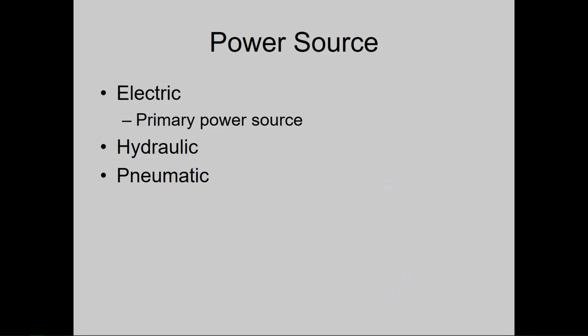We've already kind of talked about power sources, but electric is the primary power source. Most of the robots I've ever seen run off of electricity. They don't run off of hydraulic or pneumatic. Hydraulic and pneumatic is used mainly in the end of arm tool, so it allows the end of arm tool to be stronger and able to do more.